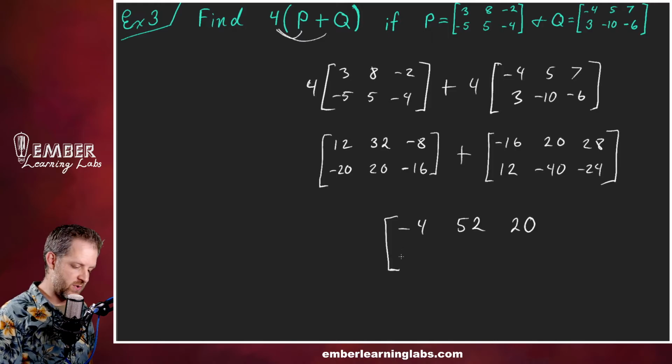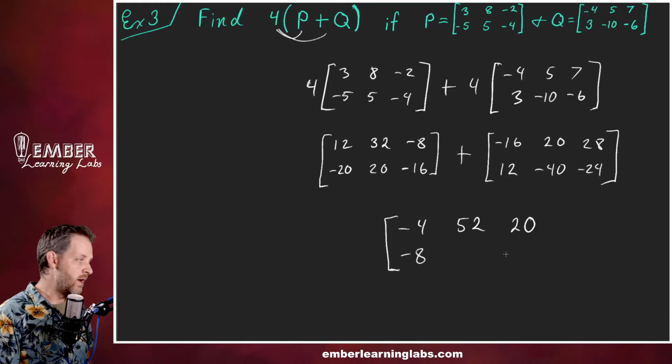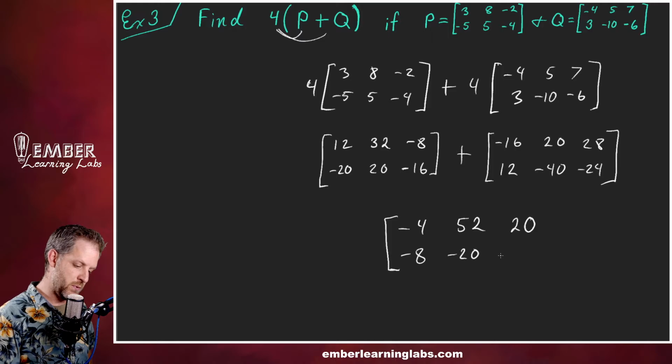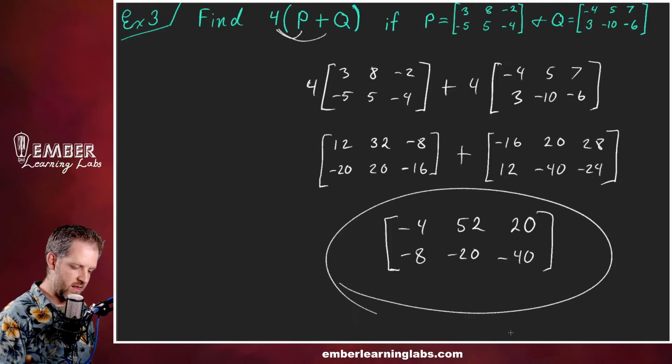Negative 20 plus 12 is negative 8. 20 plus negative 40 is negative 20. Negative 16 plus negative 24 is negative 40. Okay. And there we go.